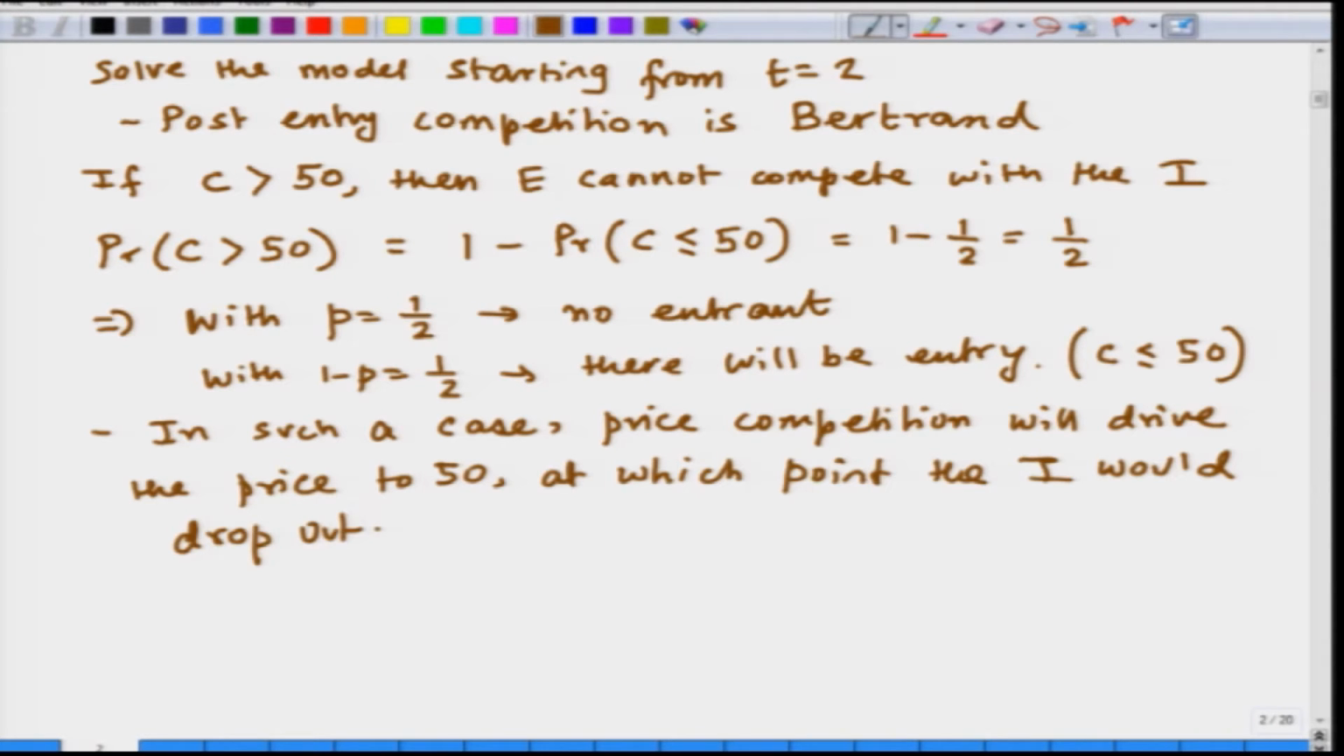So, this means that the expected price paid by the buyer is as follows. Now, with probability 1/2, there is not going to be any entry. Well, if there is not going to be any entry, the incumbent is going to be the monopolist in this market. The incumbent is going to charge a price of 100, right.